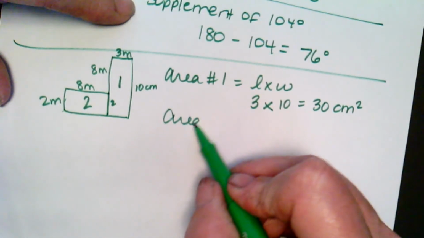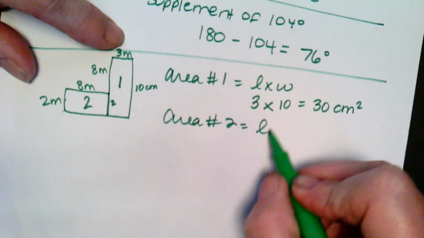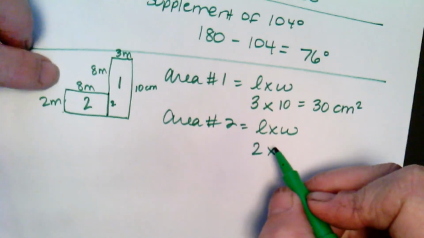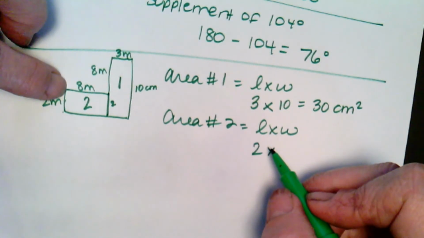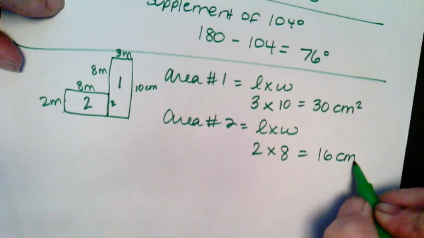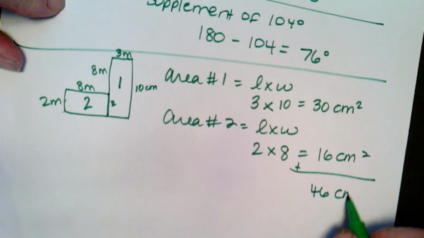So our area of number 2 is still length times width. So we know from here to here is 2. And from here to here, it tells us, is 8. So we get 16 centimeters squared. And then we want to add those 2 together to get our total.